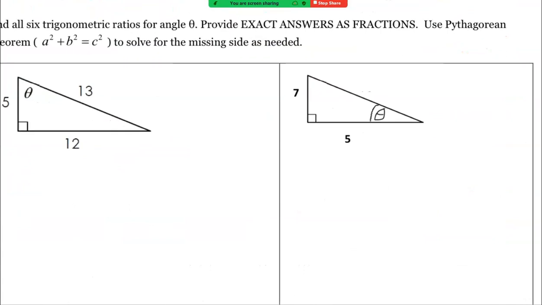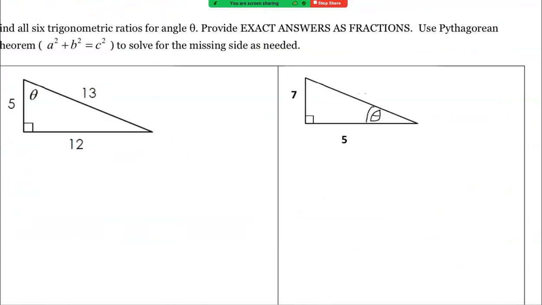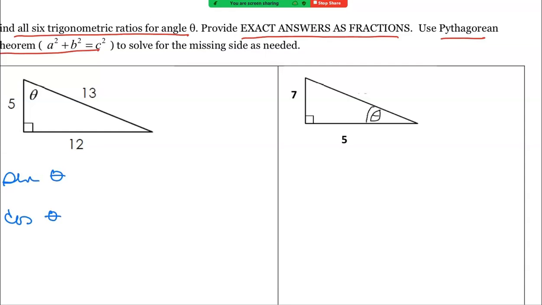Okay, next thing. Find all 6. I'm going to ask you a couple of different questions, so make sure you see what you're asked to do. Find all 6 trig ratios for angle theta. Provide exact answers as fractions and use Pythagorean theorem if necessary to solve for the missing side. Okay, doing the first one, I like to do it like this. So write down all of your trig functions. Sine goes with cosecant, so I just write it right across from it. Cosine goes with secant, tan goes with cotan.